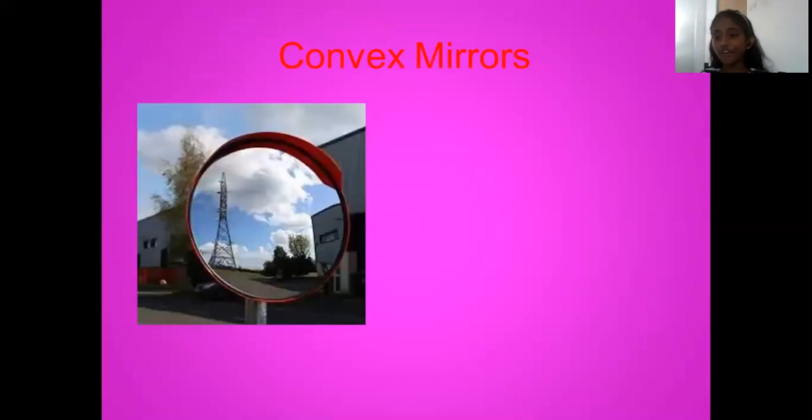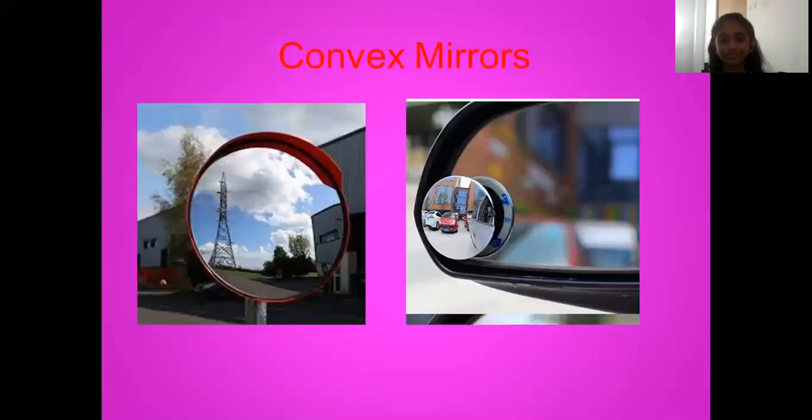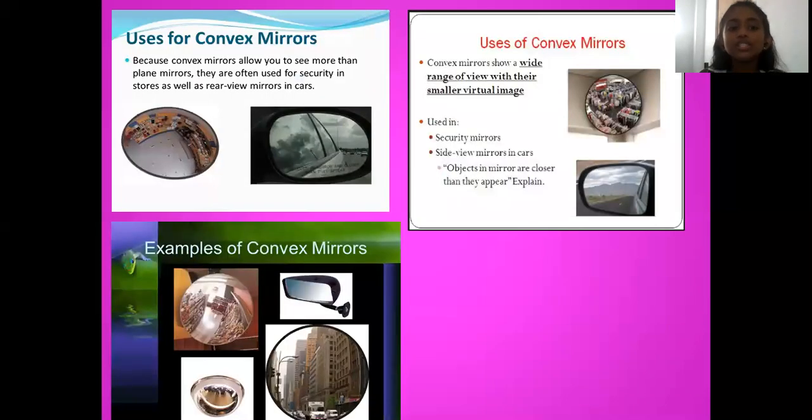Then the convex mirror. When you travel on a road, you can see these kinds of mirrors standing on the road. These kinds of mirrors help the drivers. And in some vehicles, you can see the side mirror has a small convex mirror to see the vehicles that come from behind clearly. So, uses for convex mirrors.